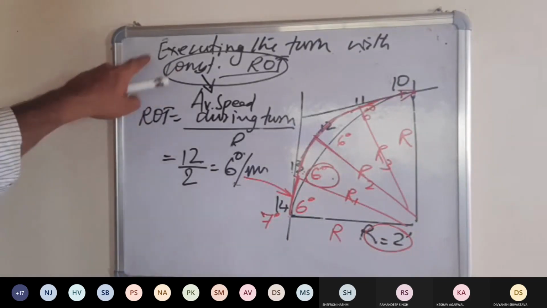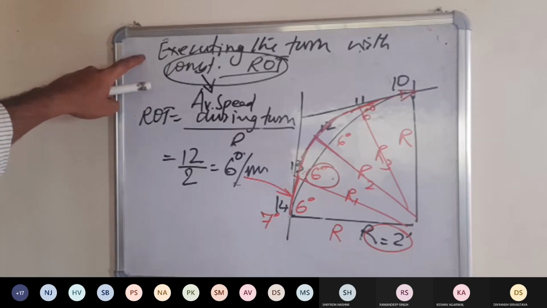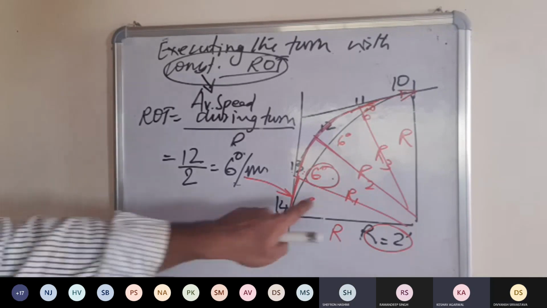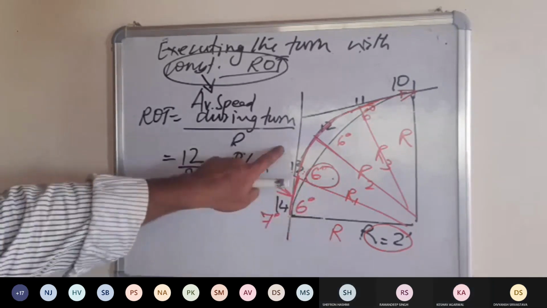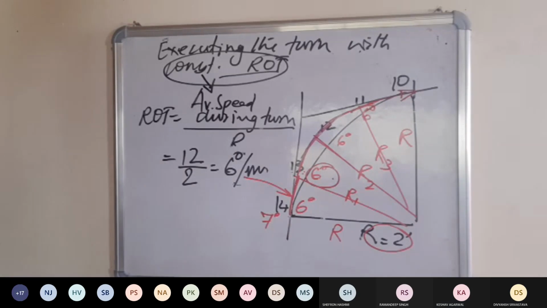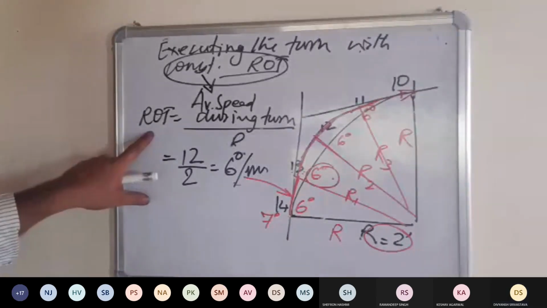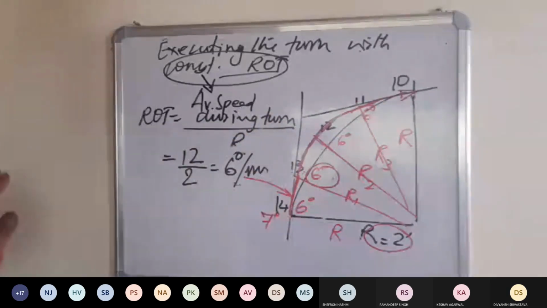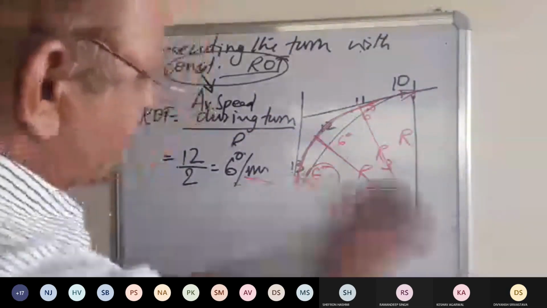Remember, in the previous execution, constant radius, what was changing? Sir, ROT was changing. ROT चेंज कर रहे हैं, radius constant रख रहे हैं, तो क्या चेंज हो रहा है? The radius. चेंज हो रहा है radius. So this is the main difference between the two. Constant ROT, radius changing. Constant radius, ROT changing. Clear? Yes, sir.